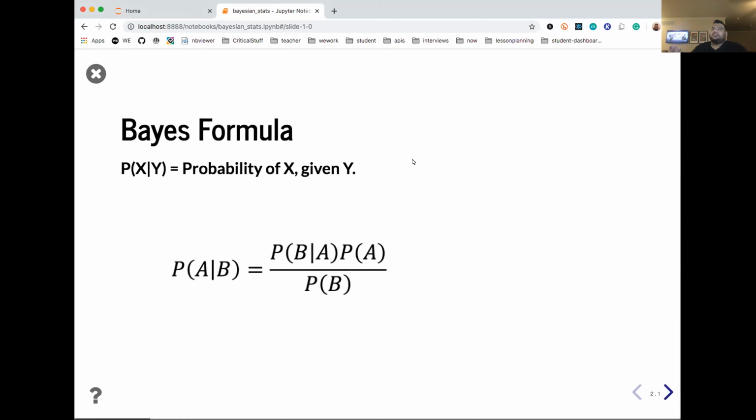So the first thing is this is Bayes' formula. It's the probability of x given y. This is the notation. Just for anyone who doesn't know the notation, this bar means given. So in general, the probability of A occurring given that B has occurred equals the probability of B occurring given that A has occurred times the probability of A divided by the probability of B.